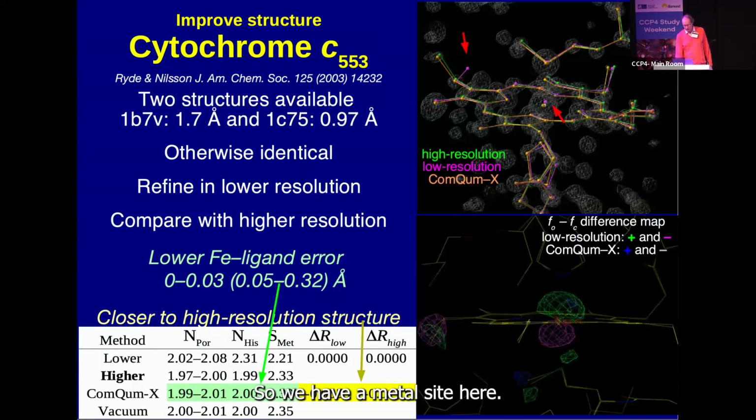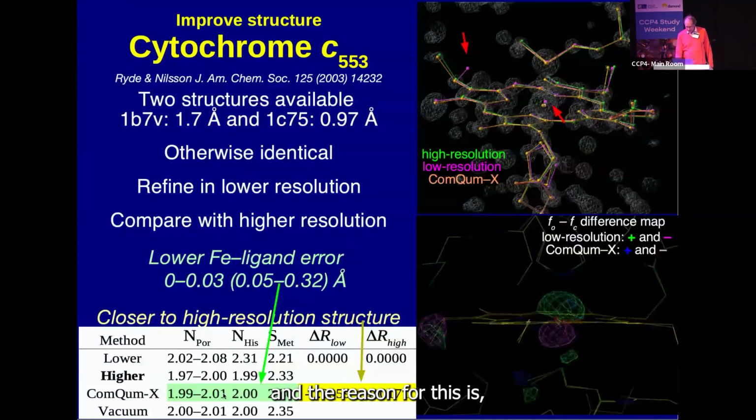So we have a metal site here, cytochrome c553, which contains an iron in the porphyrin, and then a histidine and a methionine ligand. There are quite big differences between the two structures, 0.3 angstrom, for example, for the iron-nitrogen distance. And by using only the lower resolution data, we can bring it very close to the high resolution structure without using any data from the high resolution structure.